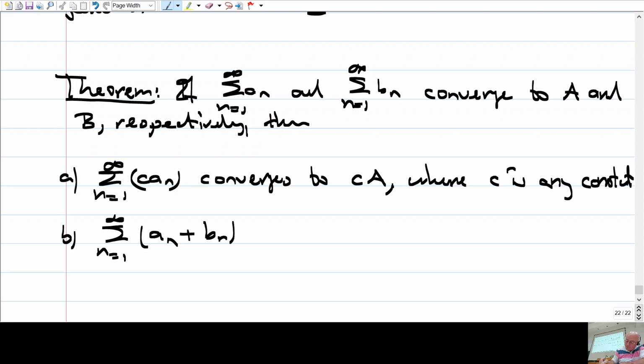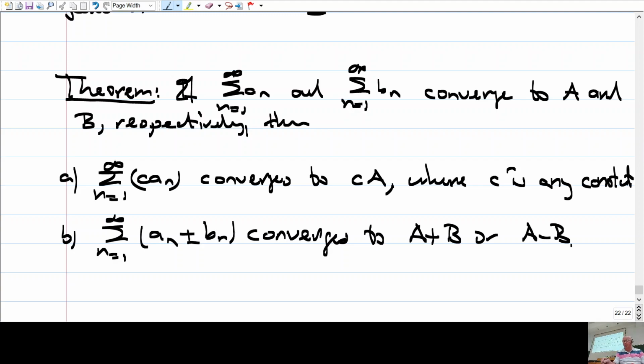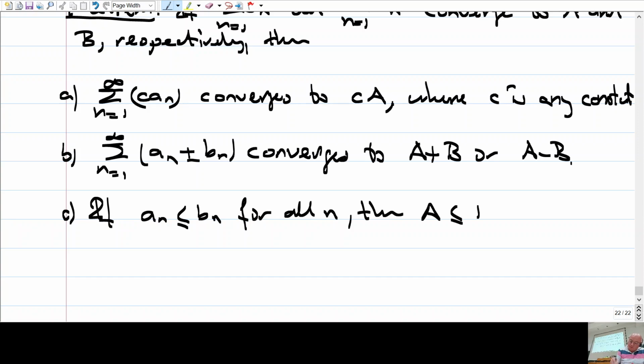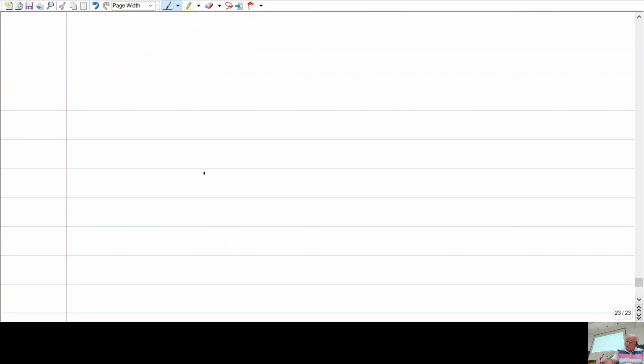An plus or minus Bn converges to A plus B or A minus B. If you have plus, then it will converge to A plus B. If it is minus, then it will converge to A minus B. And if An is less than Bn for all n, then the limit also will be less than that number. That's also something very easy.